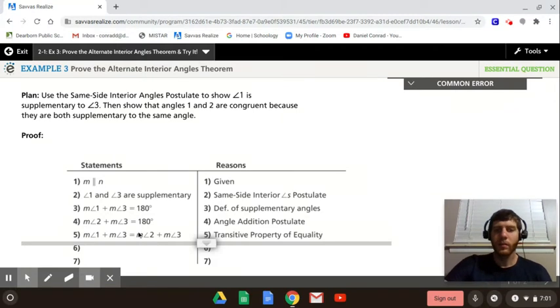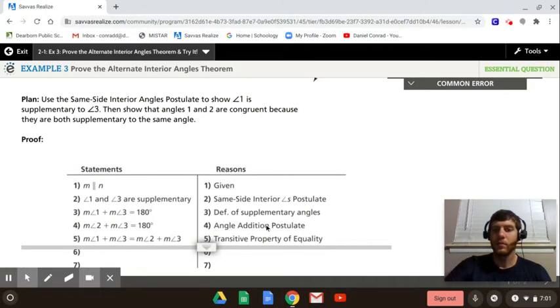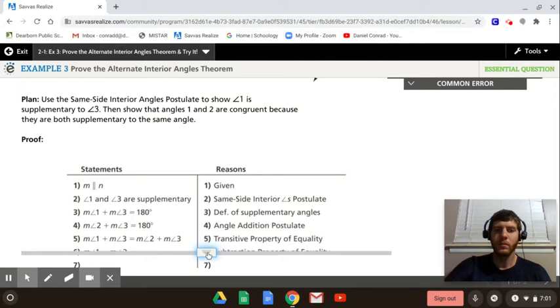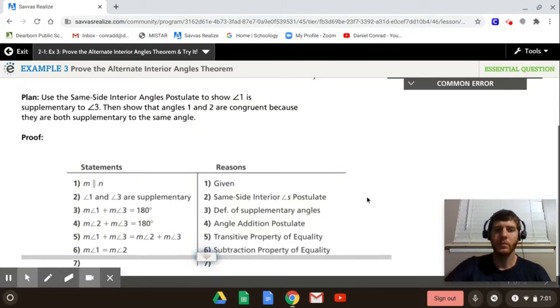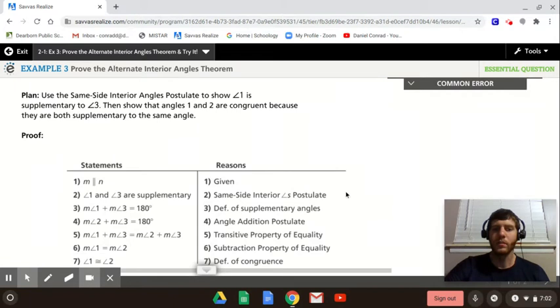We notice we have plus the measure of angle 3 on both of them, and we're trying to get angle 1 and 2 by themselves. So we can use the subtraction property of equality to subtract the measure of angle 3 from both sides. That leaves us the measure of angle 1 equals the measure of angle 2. And by the definition of congruent, we know that if 2 angle measures are equal, those 2 angles will be congruent. So angle 1 is congruent to angle 2 by the definition of congruence. So that one's fairly straightforward.